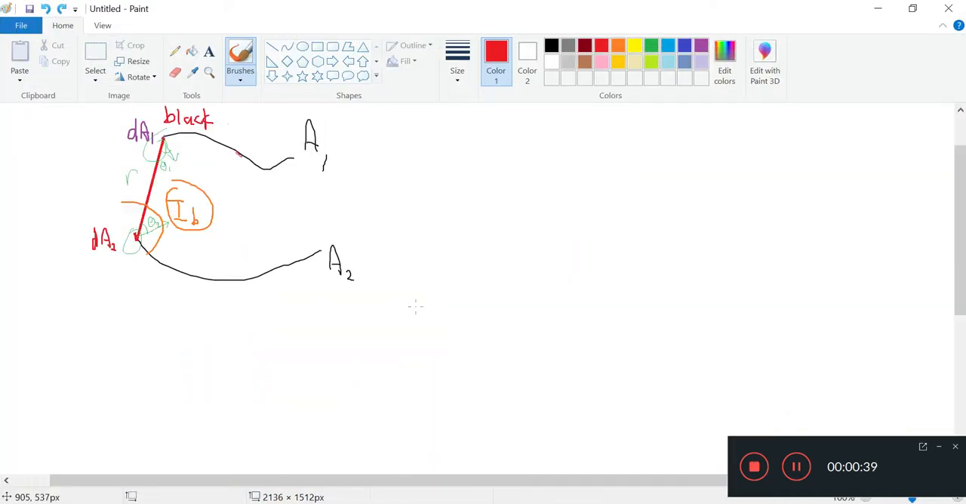Let's consider two surfaces again, two arbitrary surfaces. Let's say this is dA3, and here is dA4. These two. This is a black surface. So what is the energy output of this black surface?